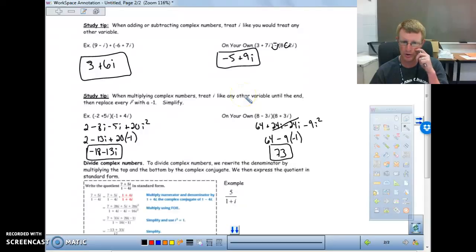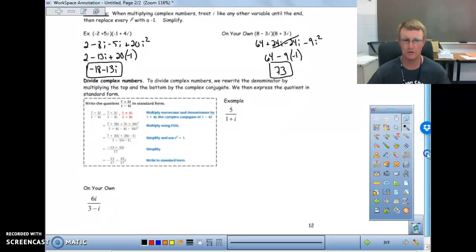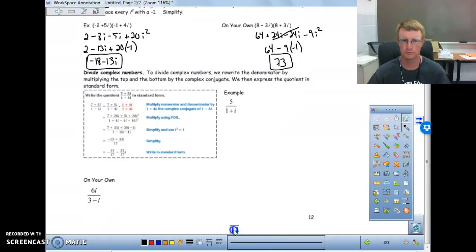Down below, we FOIL, we get 64 plus 24i minus 24i. Those cancel out. Minus 9i squared. That 9 times negative 1 becomes a positive 9, so you should get 73. Okay, moving on down to the next set of examples.